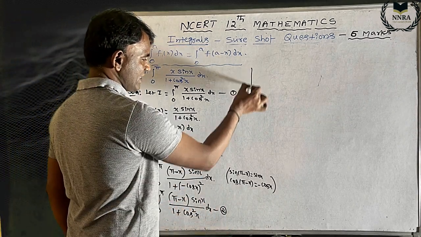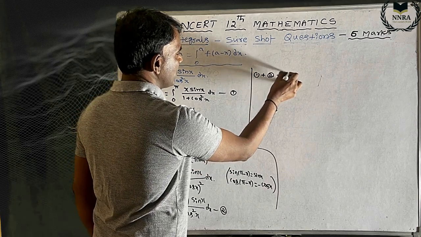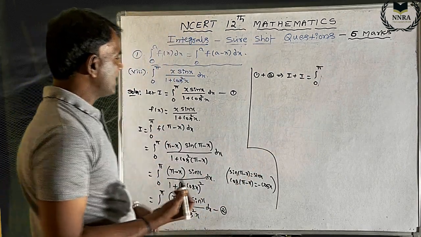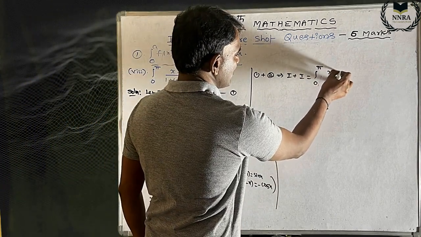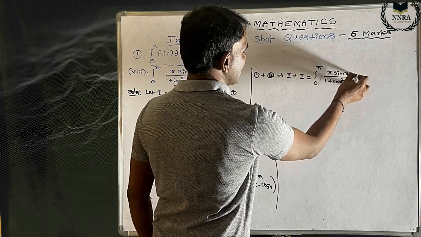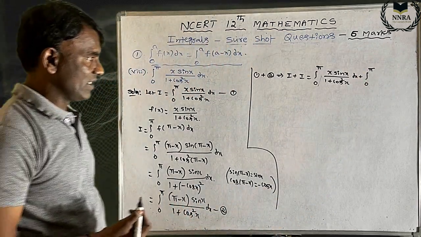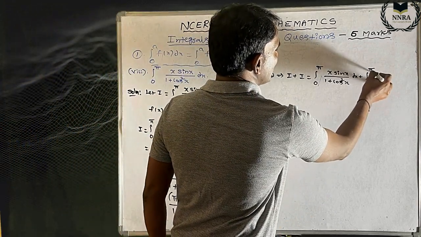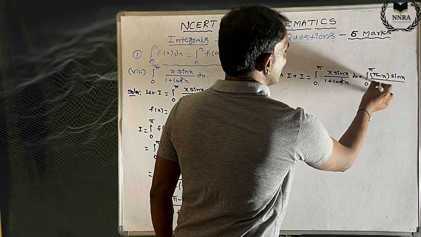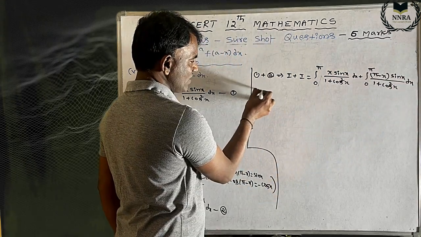Now 1 plus 2, right? And then how to write it? I plus I, 0 to pi. So what about this value? x into sin x, right? Denominator 1 plus cos square x dx. Again 0 to pi, right hand side value of second equation. What is that? Pi minus x into sin x, right? And the denominator, that is same, 1 plus cos square x, then dx. I plus I is 2I.